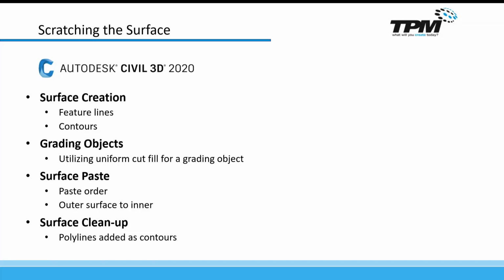And so one of the main complaints about Civil 3D is the way surfaces are created and the output and how they look once those surfaces are created. So I want to go through a couple of quick tip ways to be efficient when creating surfaces.